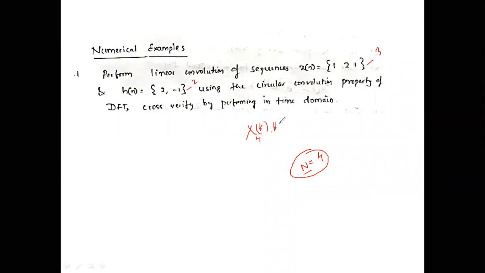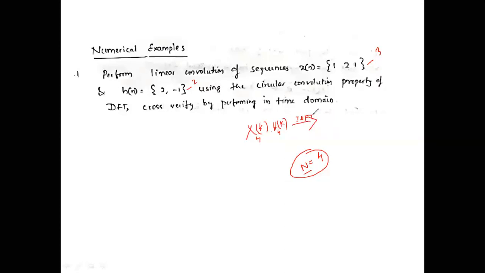N has to be the same, otherwise the vector size doesn't match. 4-point DFT of the second sequence. I multiply them, then after getting this I will take a 4-point IDFT. Bingo. When I do that, I will get my answer the same as that of linear convolution. So this is the first numerical.